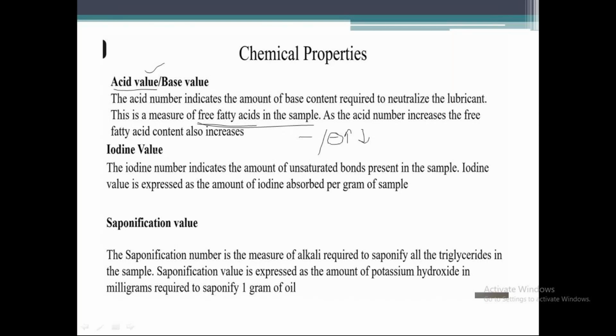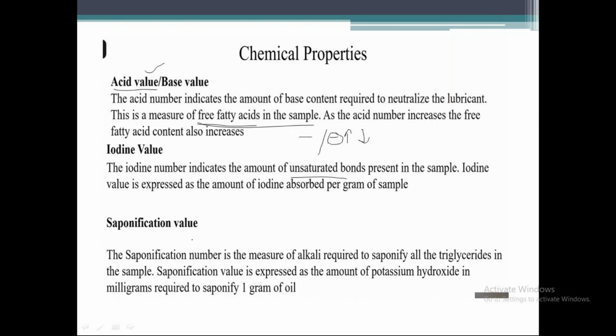Okay, we move on to iodine value. The iodine number indicates the amount of unsaturated bonds present in the sample. Iodine value is expressed as the amount of iodine absorbed per gram of sample. So again, these are values which will be useful in the formulation of a lubricant.